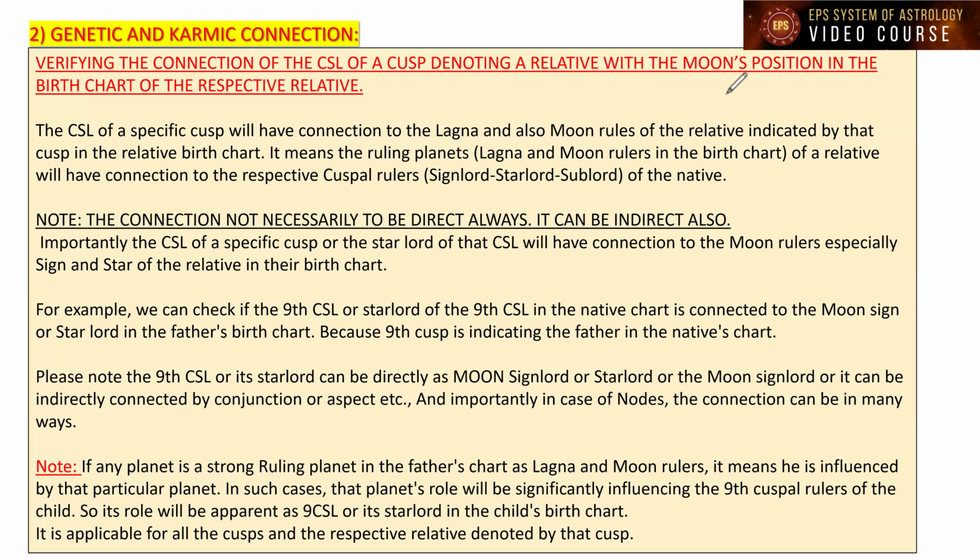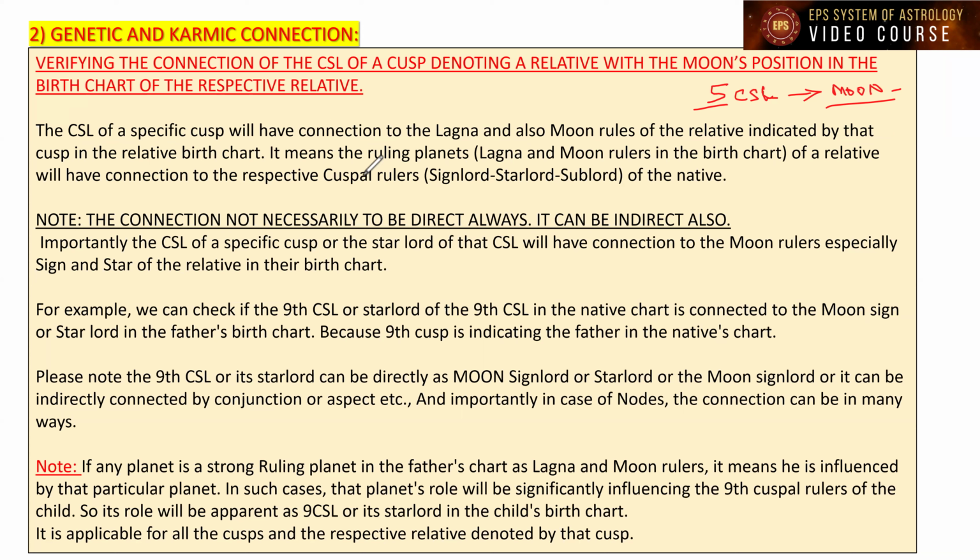Suppose you take the fifth cuspal sublord. Five is denoting the child, the first child. So you take the fifth cuspal sublord; that will have connection to the moon position in the child's birth chart. Similarly, the ninth cuspal sublord, the moon position in the father's chart. I think you're able to understand. The cuspal sublord of a specific cusp will have connection to the Lagna and also the moon rulers of the relatives indicated by that cusp in the relative's birth chart.